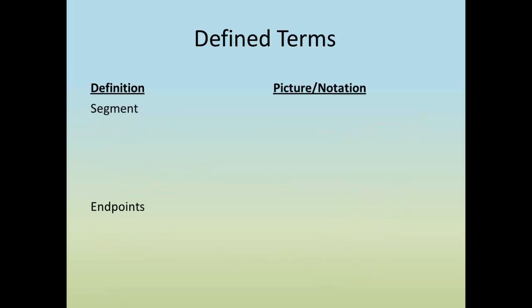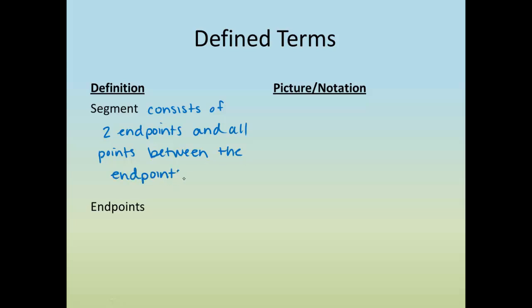The next 2 words go together. They are segment and endpoints. They go together because the definition of segment involves the definition of endpoint. So I'm going to actually define segment, and then we're going to work backwards through endpoint. Segment consists of 2 endpoints and all points between the endpoints.